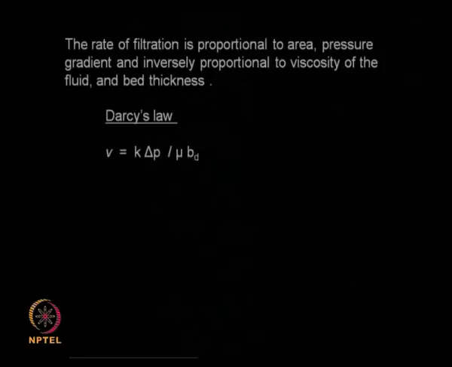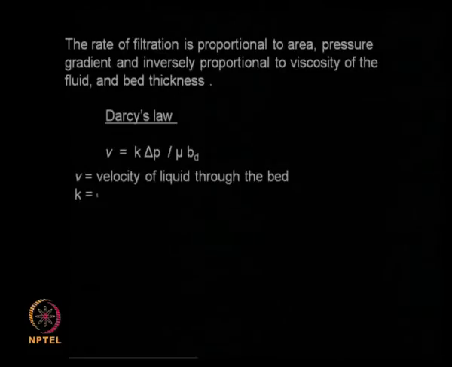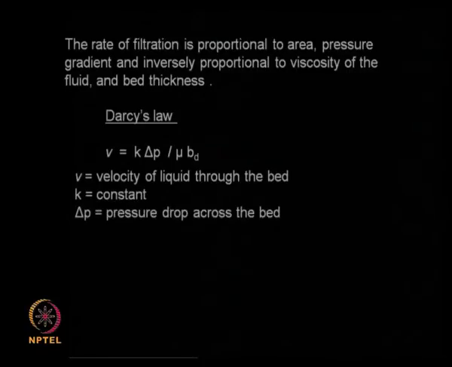So in the last class we saw that Darcy's law appears like this: velocity is equal to K, that is a constant, times delta P, that is the pressure drop, divided by mu, your viscosity of the medium, and B, your bed thickness. So it is a very simple equation and it assumes certain conditions, especially relating to the Reynolds number. The Reynolds number has to be within a certain region, then only this law is applicable, otherwise you have a very concentrated slurry and it might not be applicable at all.